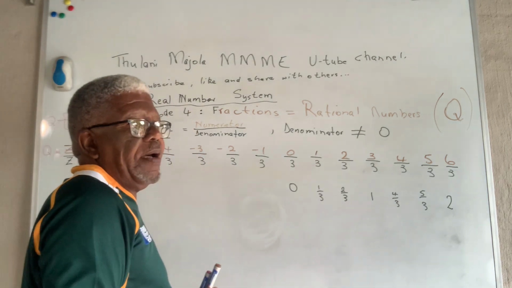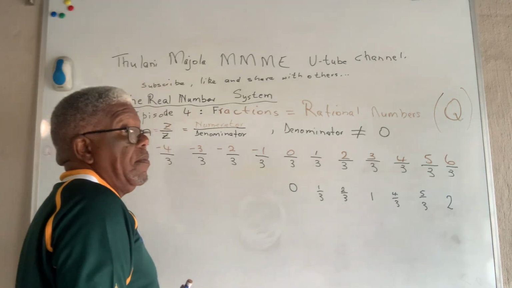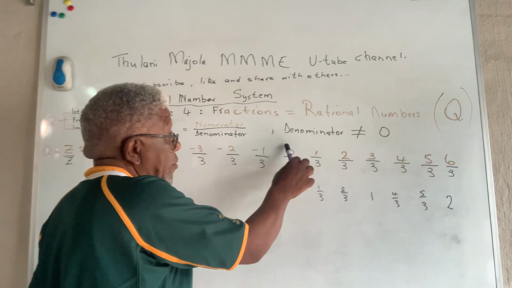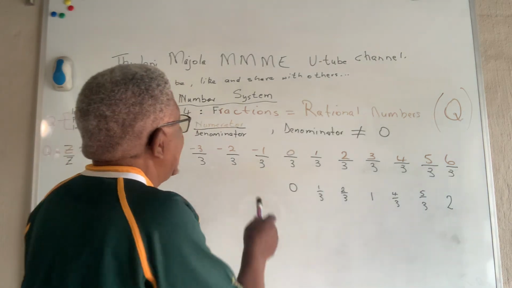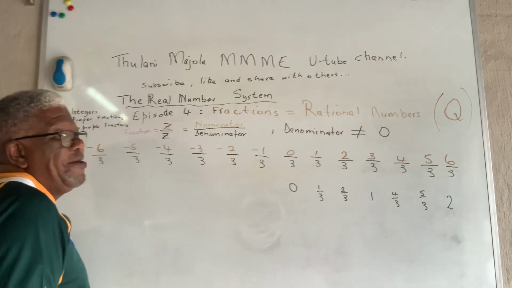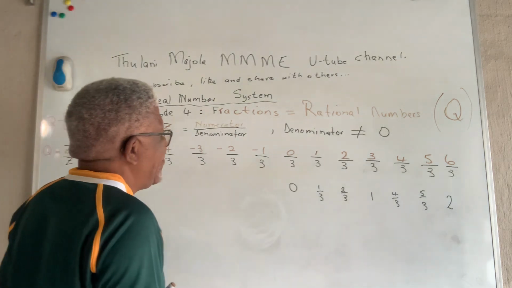0 divided by any number is 0. 0 can be divided by any number, but 0 cannot divide any number. So it's no problem when 0 is a numerator. Another word that you are learning: numerator and denominator.